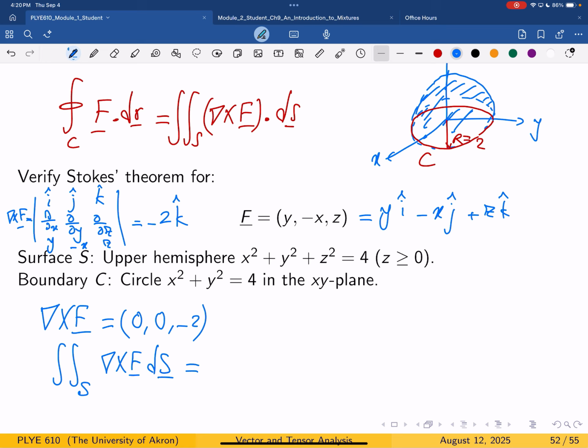How do we define ds? dx. Okay, so dx, dy, dz. Alright. So then you need to think about the limits that you're going to consider.